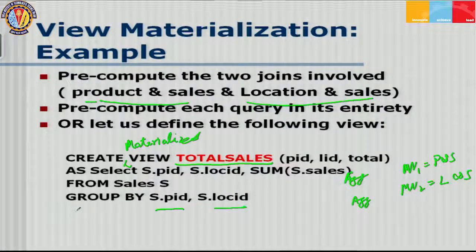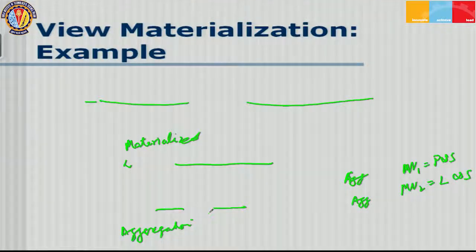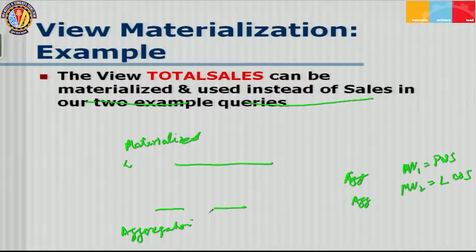So this query is some kind of aggregation, as you can see, on the products and on the locations. This helps in speeding up the two queries which we have been talking about, in the aggregation part. And the same view can be used for both the queries, right? Because both the queries would require aggregation. So the view total sales can be materialized and used instead of sales in our two examples.